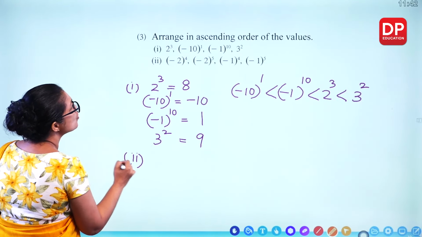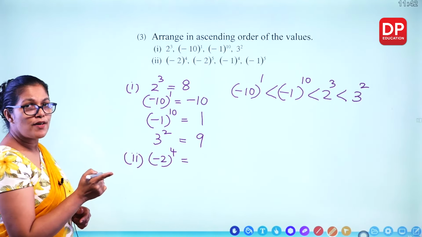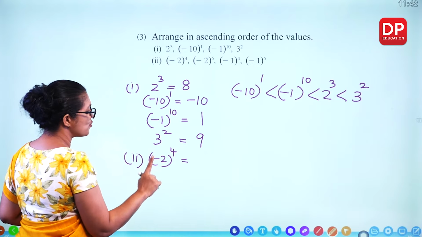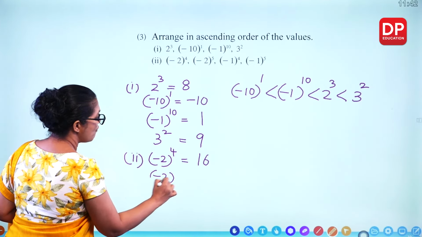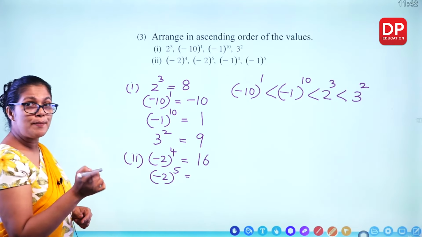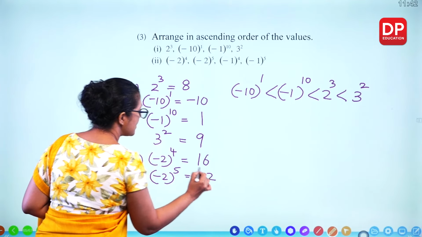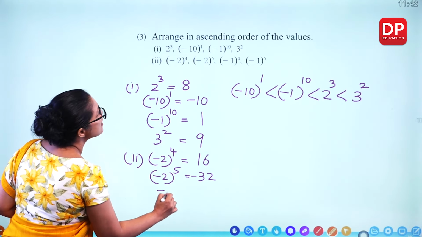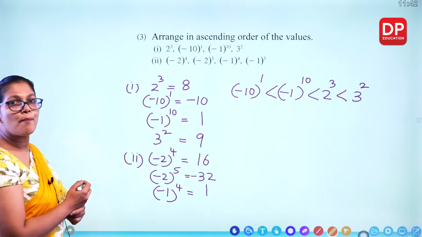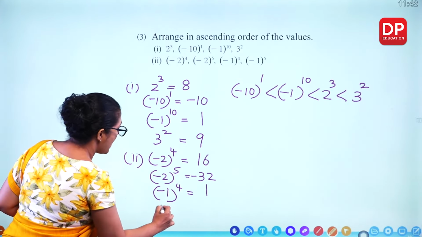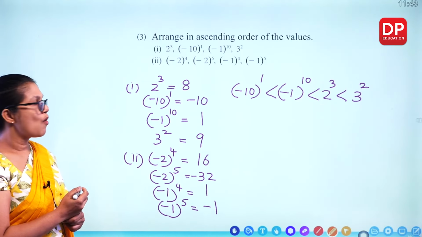Take question number 2. Minus 2 to the power 4. This is an even power, you get a positive answer. 2 times 2 times 2 times 2, that's positive 16. Minus 2 to the power 5. This is an odd power, you get a negative answer. 16 times 2, 32, that's negative. Minus 1 to the power 4, even power, you get a positive answer, that's positive 1. And minus 1 to the power 5, odd power, you get negative 1.